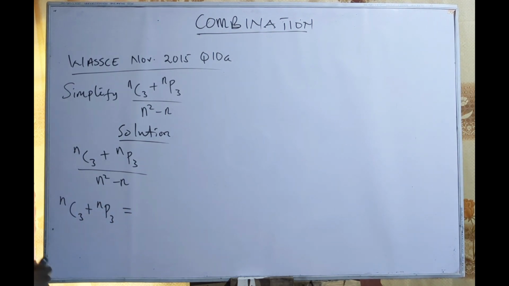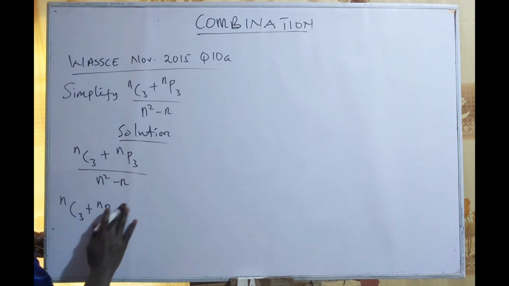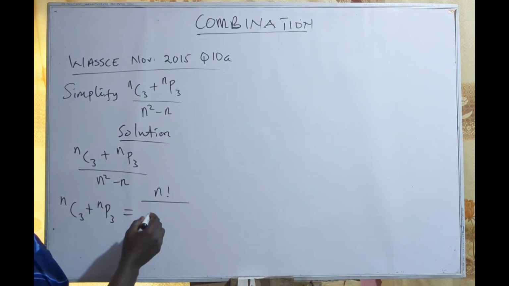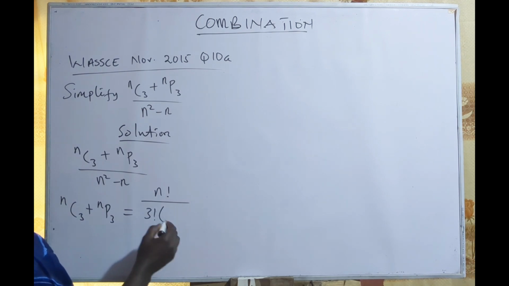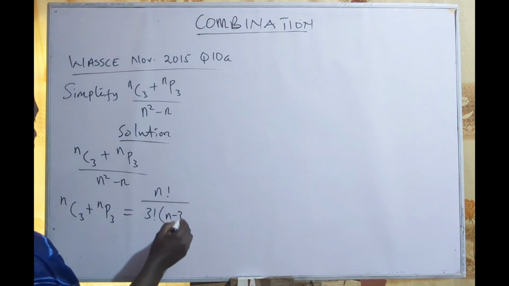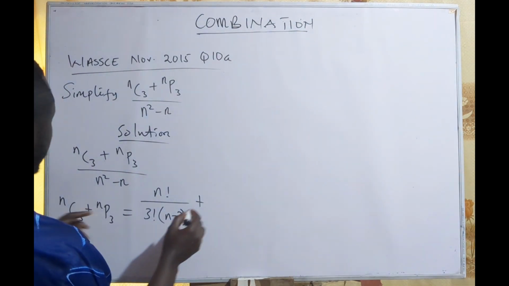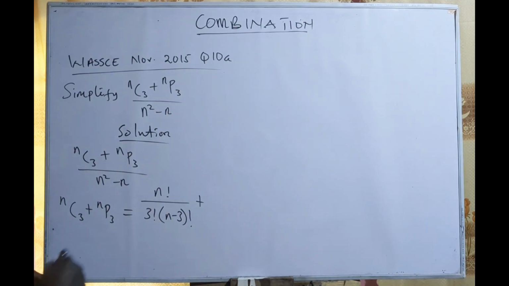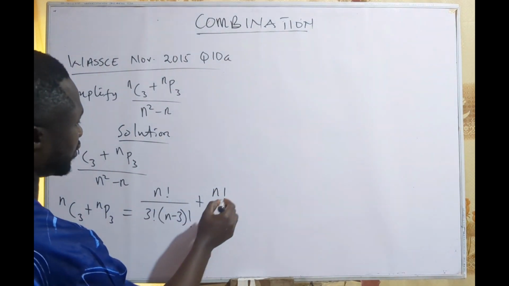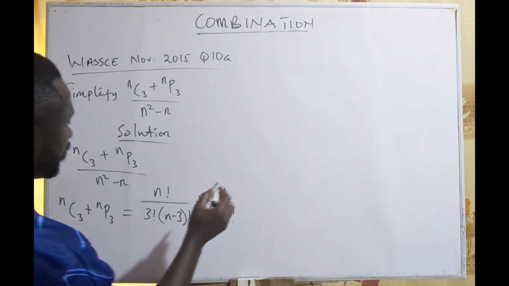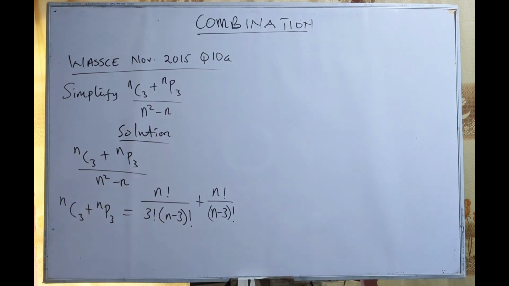What would that give us? nC3 is the same as what? n factorial divided by 3 factorial, and then n minus 3 all factorial. Plus nP3 is also n factorial divided by n minus 3 all factorial. So this is what we are having.